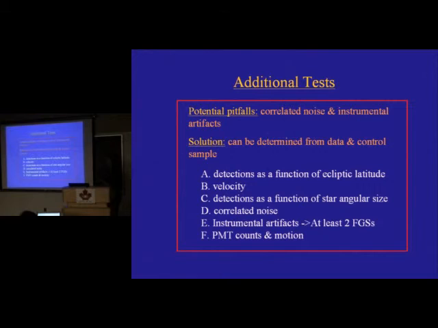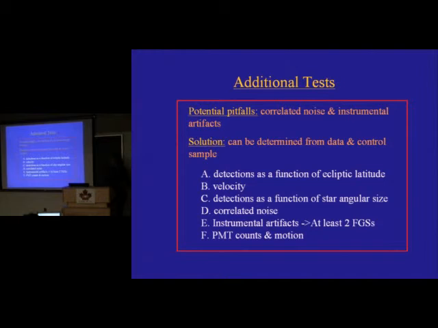Potential pitfalls which you still have to look into in more detail are that maybe there's some correlated noise you haven't been aware of yet, or some other instrumental artifacts. But I'm confident that we'll be able to address all those very well. Because of our large control sample, we can look in detail at the number of detections as a function of latitude. We have the velocity check I just discussed. Then we can look at the number of detections as a function of the angular size of the stars. If the stars have an angular size larger than the Fresnel scale, we should never detect any diffraction patterns.